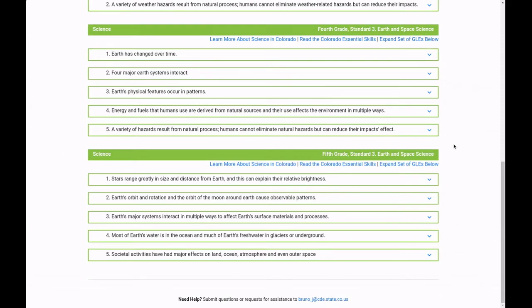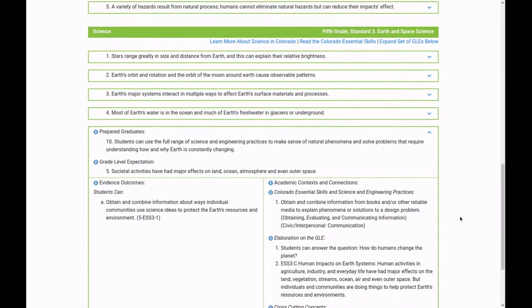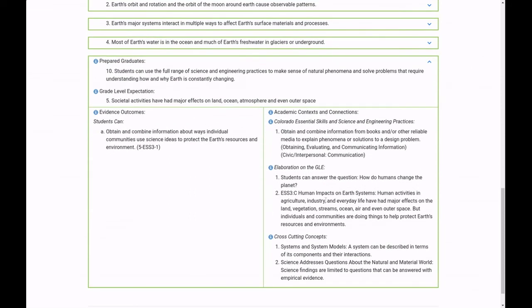Then in fifth grade, we really start to see something related to air pollution if we look at grade level expectation number 5 here, where it says societal activities have had major effects on land, ocean, atmosphere, and even outer space. If we expand that, we see information right here about human impacts on Earth systems. Human activities in agriculture, industry, and everyday life have had major effects on the land, vegetation, streams, ocean, air, and even outer space. But individuals and communities are doing things to help protect the Earth's resources and environment. So there's definitely a place in science in grade 5 to talk about air quality.